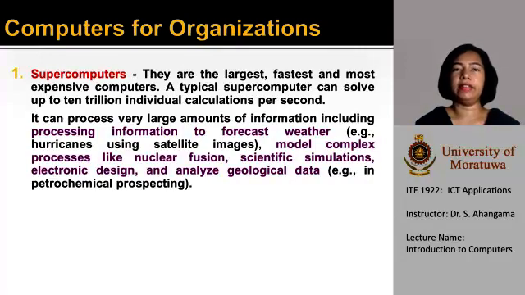First, we can consider supercomputers. They are the largest, fastest, and most expensive computers. A typical supercomputer can solve up to 10 trillion individual calculations per second. It can process very large amounts of information, including processing information to forecast weather, model complex processes like nuclear fusion, scientific simulations, electronic design, and analyze geological data.